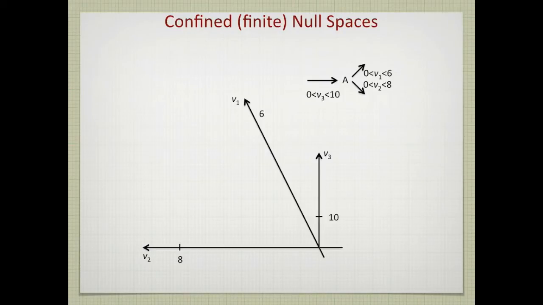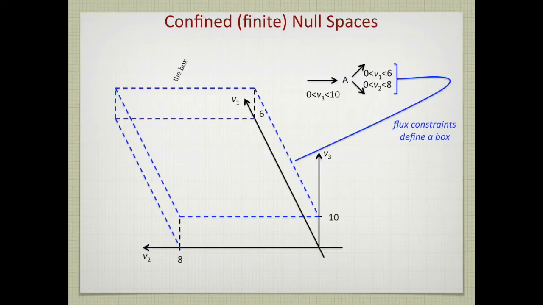Now, since these fluxes are either 0 or Vmax, can only take on those values, they define a box that is shown here. So any point in that box will be a flux state that will satisfy those constraints.